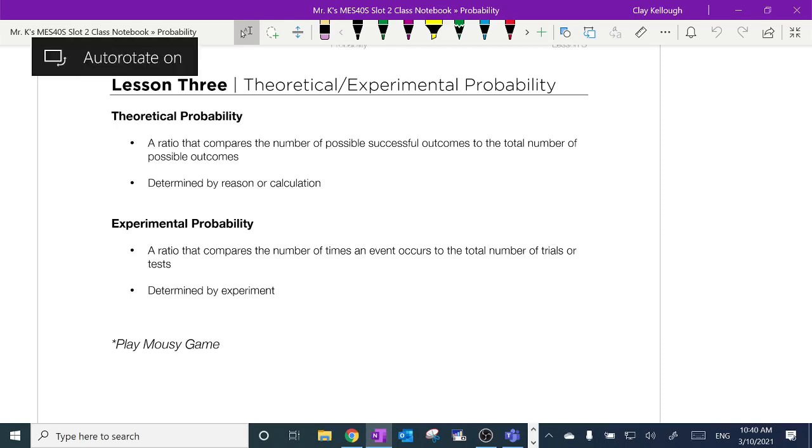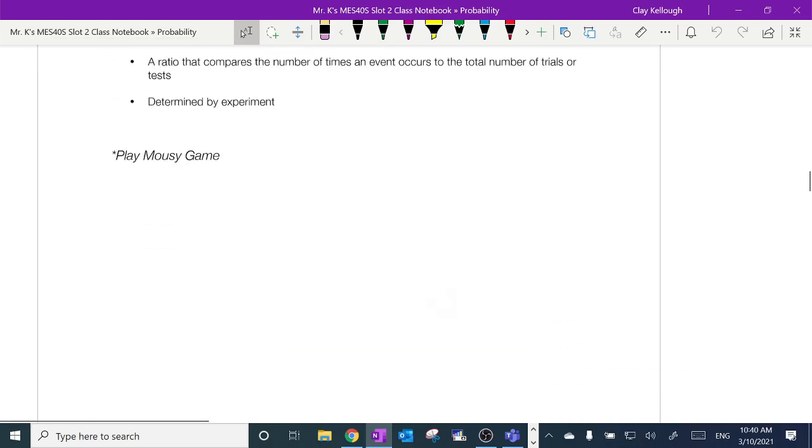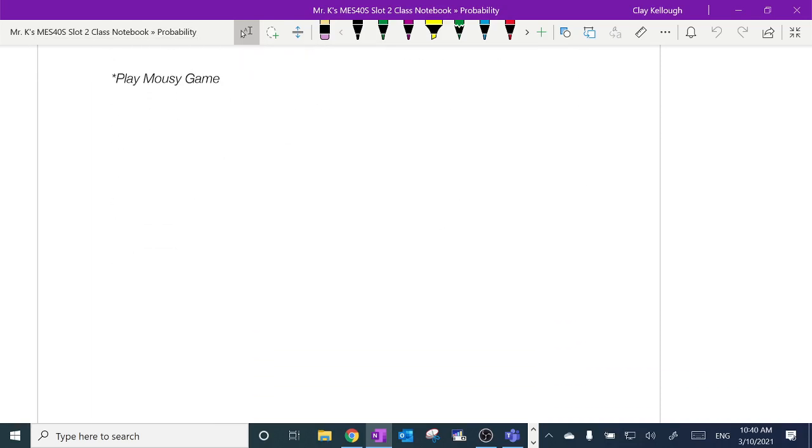Okay, there is a little bit of a game we're going to play a little later. It'll be fun. But before we do that, we're going to write down the following here in this space on this page.